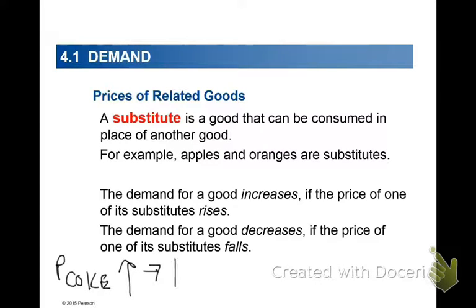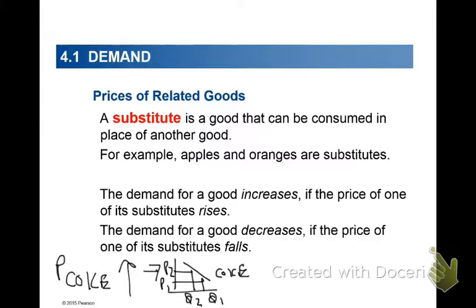Okay, so if the price of Coke goes up, let's imagine that this is the demand curve for Coke. Price was, let's say, P1, and quantity demanded was Q1. Now price has gone up to P2, and quantity demanded goes down to Q2. Which means that whenever the price of Coke goes up, people buy less Coke, according to the law of demand.